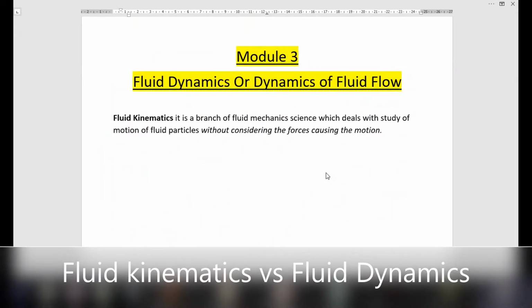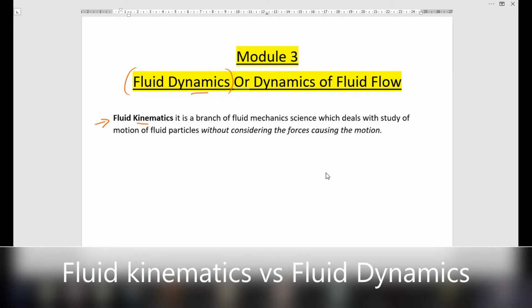For chapter 3, fluid dynamics, or dynamics of fluid flow. The definition of fluid dynamics we will discuss later. Before that, for a minute or two, you will understand the exact meaning of fluid kinematics, so that you can write the difference between fluid kinematics and fluid dynamics.